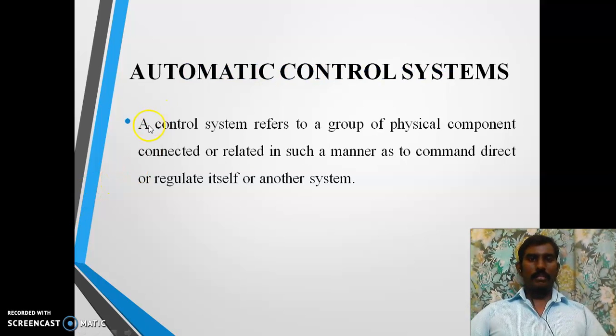Okay, automatic control system. A control system refers to a group of physical components connected or related in such a manner as to command, direct or regulate itself or another system. So an automatically controlled system means that without any external manual work, it will control itself automatically with the help of the same system or otherwise another system. Such a manner is called an automatic control system.